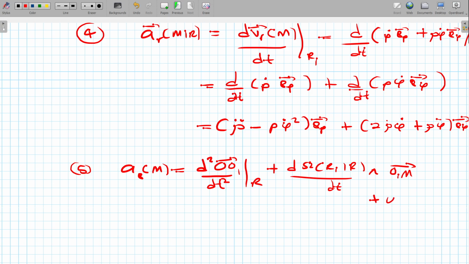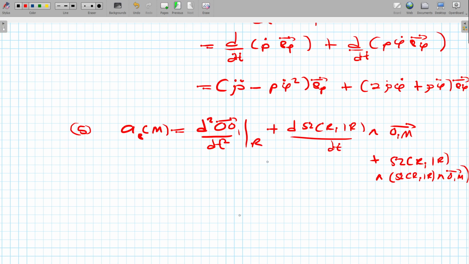So plus again big omega vectorial big omega of R1 vectorial R, and then vectorial omega of R1 vectorial R, and then vectorial O1 M, like so. So this is the whole formula.